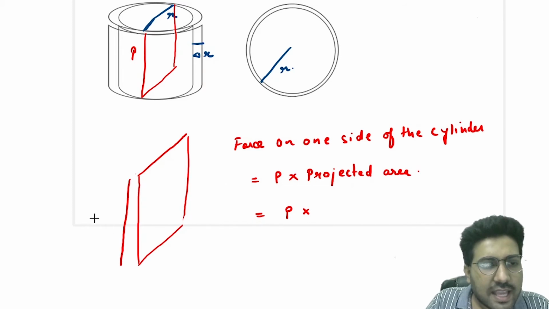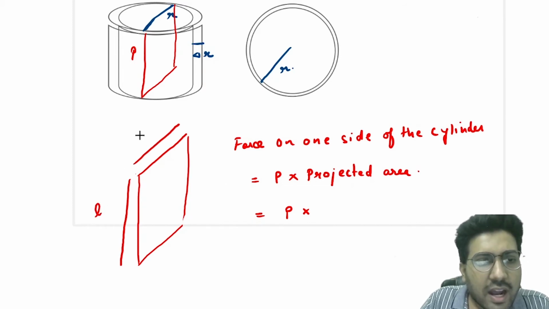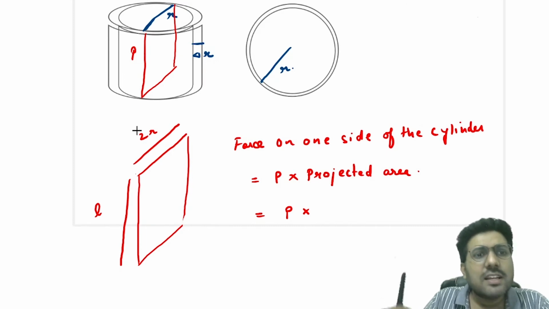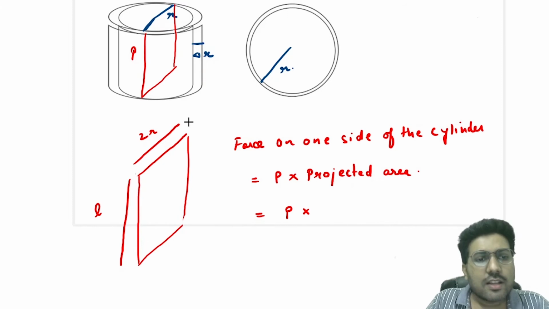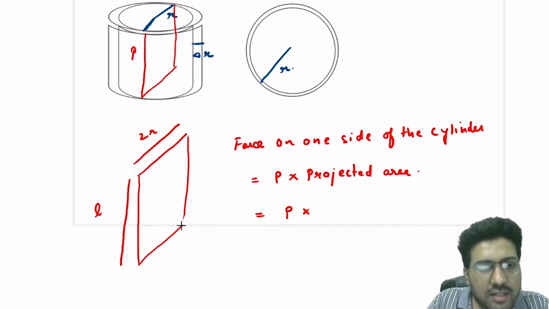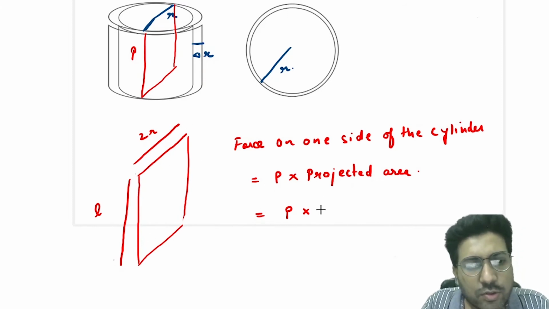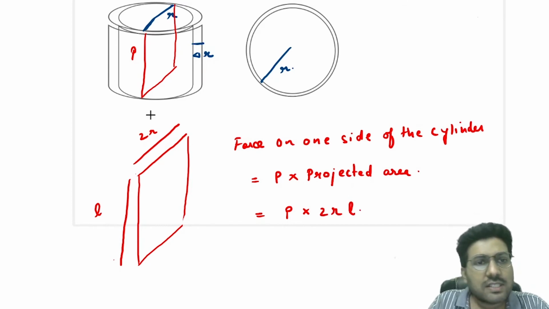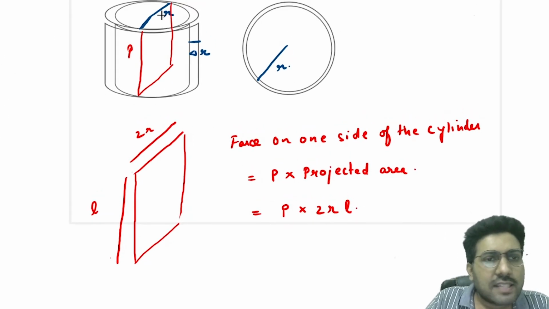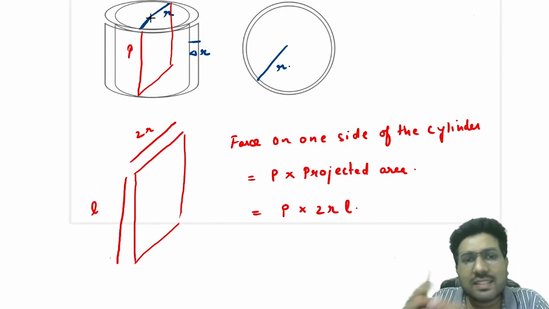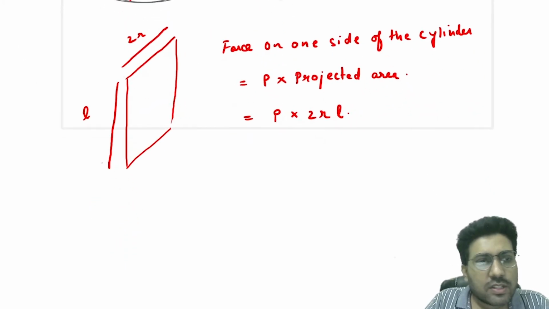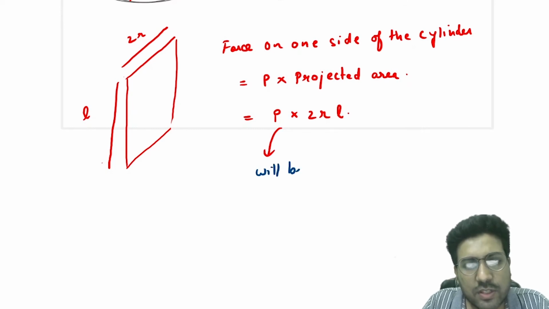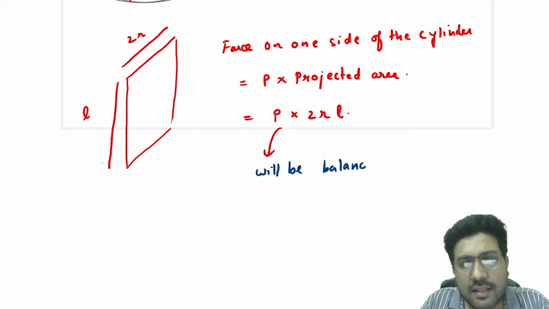Now this length is L, this length is 2r. It is actually 2r plus 2 delta r, but delta r can be neglected in front of r. So this length is 2r. So the area of projection, that is the projected area, will be equal to 2r multiplied by L. So this is the force on one side of the tube. Now this force will be balanced by the elastic force.